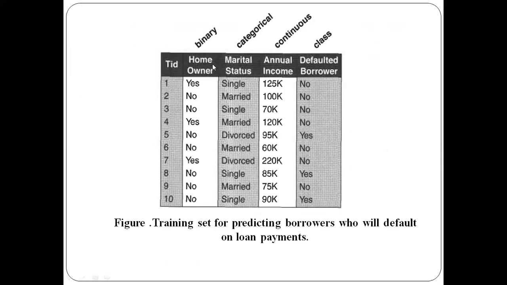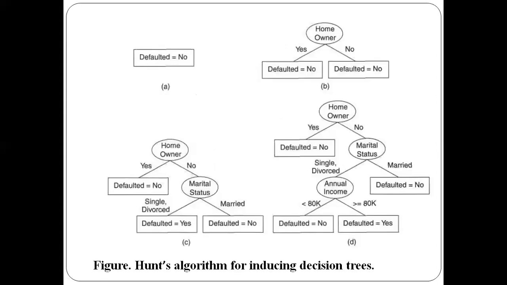I'll start with homeowner. If the homeowner value is yes, then the defaulted borrower is no. If a person owns a home, then the majority class is no. Based on that, I can divide the records now. If he is a homeowner, we have assigned defaulted as no. This one you keep as it is. Again, we need to refine it in a later step by choosing the next test condition.